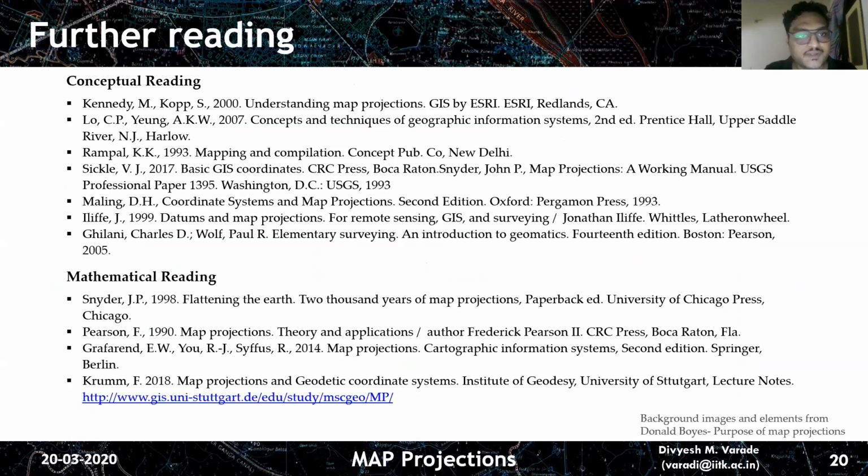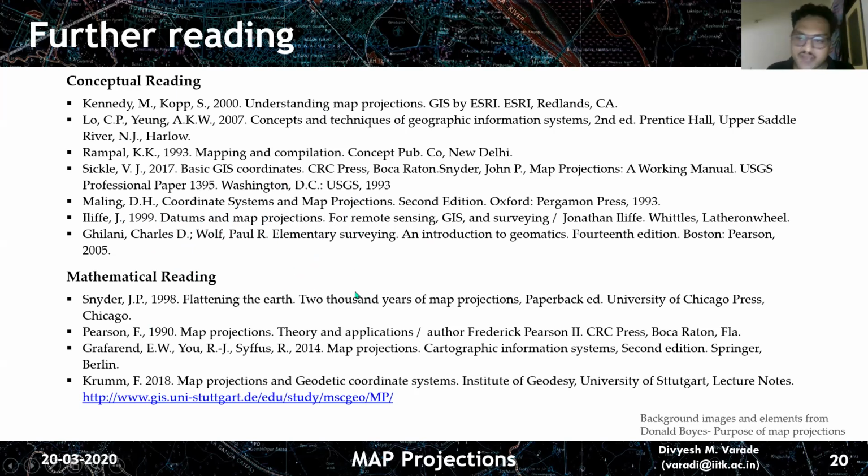For further reading into all the different topics that were discussed today, I refer you to the book by Rampal and Sickle. This gives you a conceptual understanding of how the different map projections work. And for more details about the variety of map projections, you can read Kennedy and Koch. This gives you a brief overview about each of the projections within all the classes that we discussed today. And you can also follow some other books that give you a more practical aspect of using map projections.